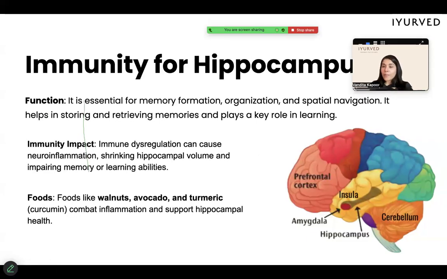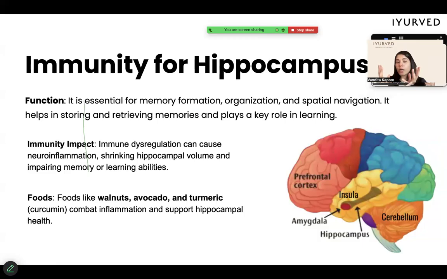Now, lastly, hippocampus, which is important for our memory, retrieving and storing memories. Any kind of low immunity basically impacts the memory power of the brain, which directly impacts the learning power of the child. Foods like walnuts, avocado, turmeric, haldi. We touched on turmeric last time as well. They are very, very good to provide your hippocampus the immunity it needs.